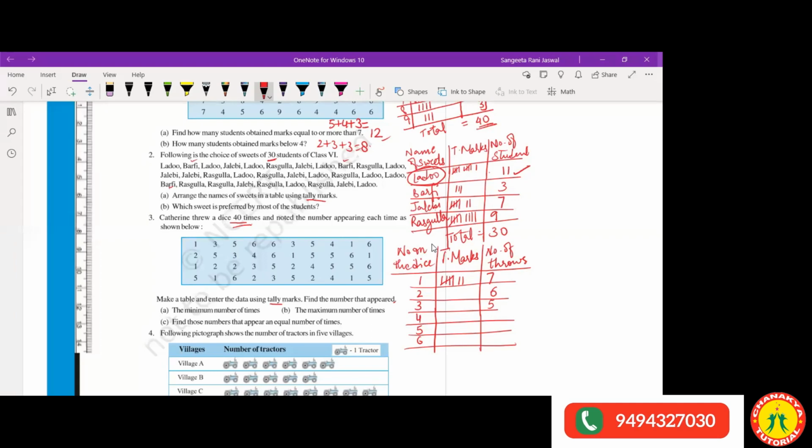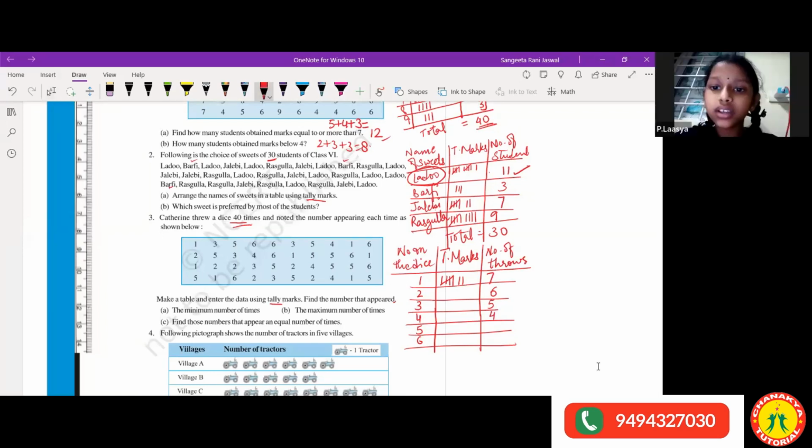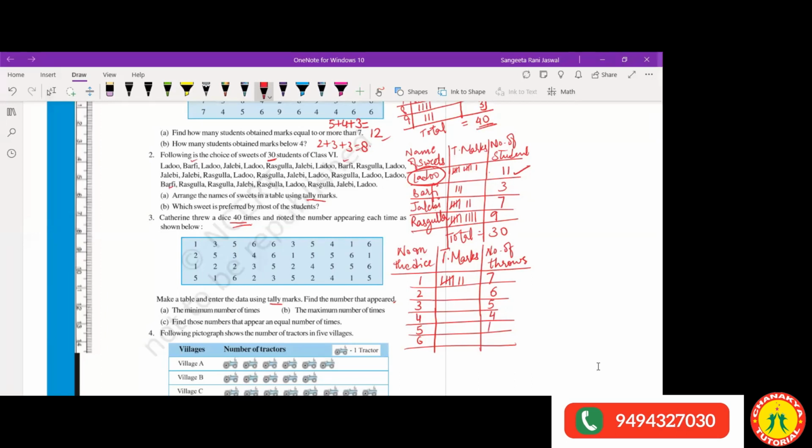In how many throws she got 4? Ma'am, 4. Okay. Last, you tell me in how many throws she got 5? 10. Okay. Tell me in how many throws she got 6?